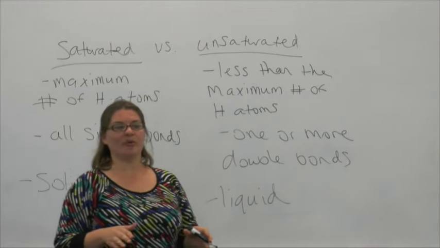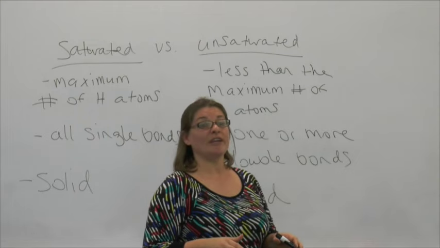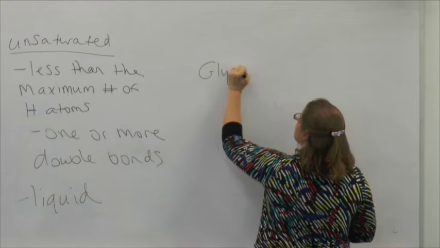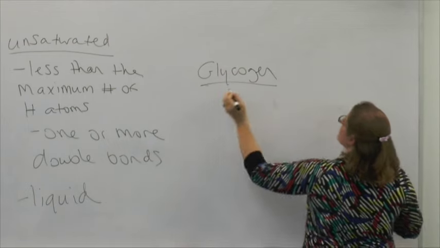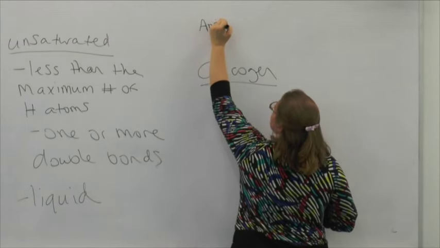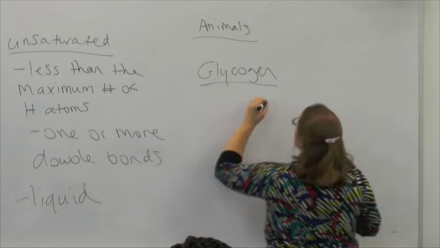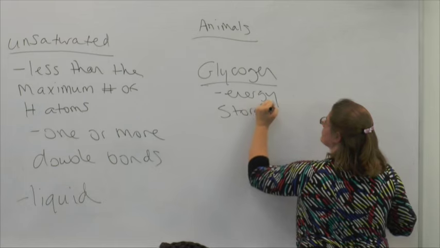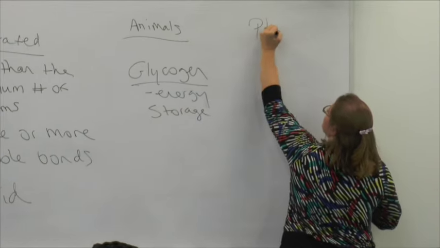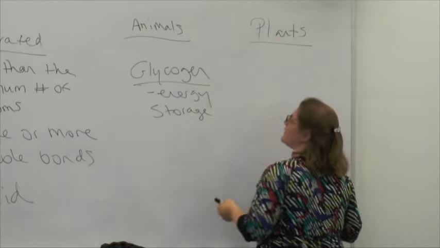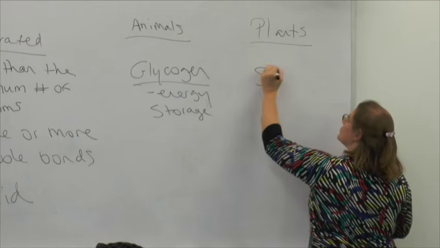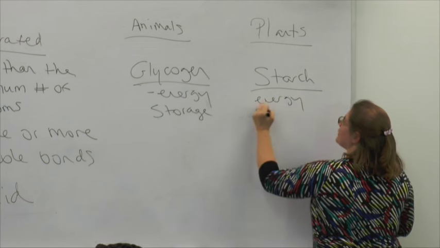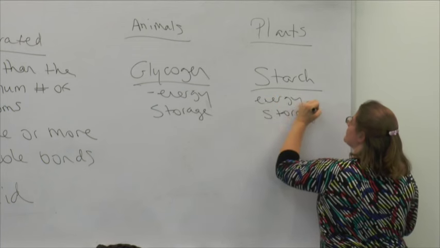Energy storage in animals, like glycogen. Glycogen, okay? So glycogen is only in animals, and it's for energy storage. Plants have an energy storage polysaccharide as well, right? What is it? Starch. Starch is the energy storage polysaccharide in plants.